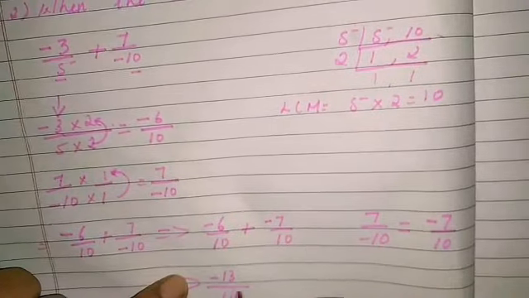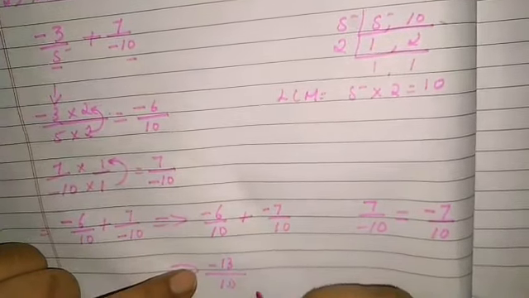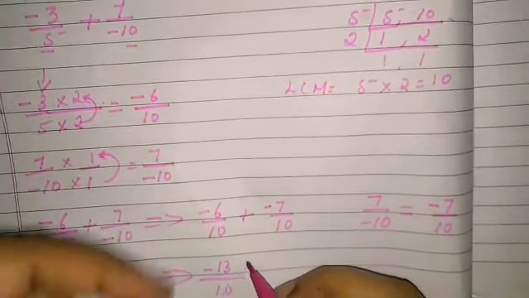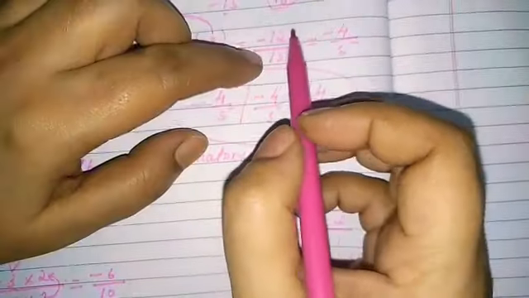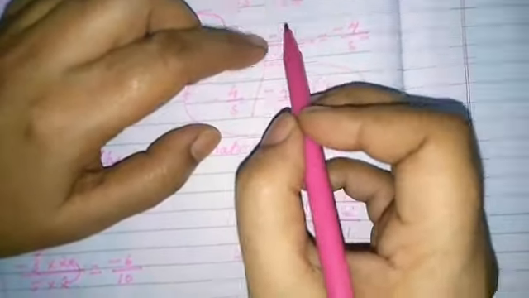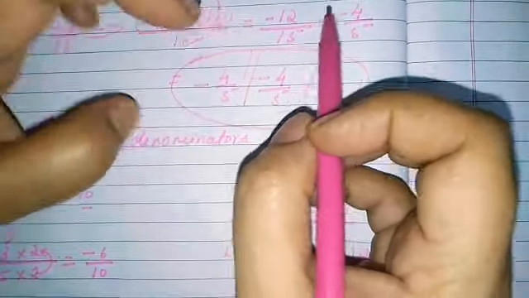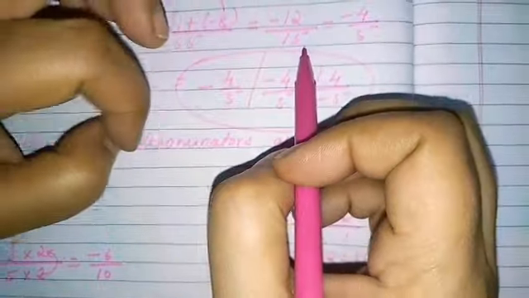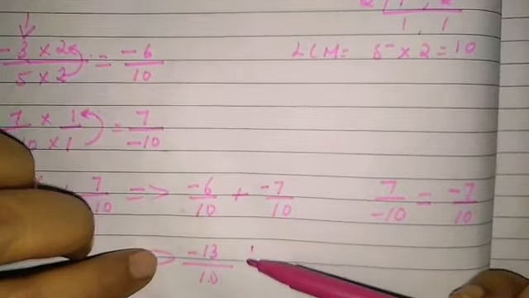So the final answer is minus 13 by 10, because further I'm not able to reduce it to the lowest term. Now this itself is the lowest term. So what happened in the previous one, we were able to reduce 12 by 15 to the lowest terms by dividing it with a common divisor. But here we don't have any common divisor. Now this itself is the lowest form.